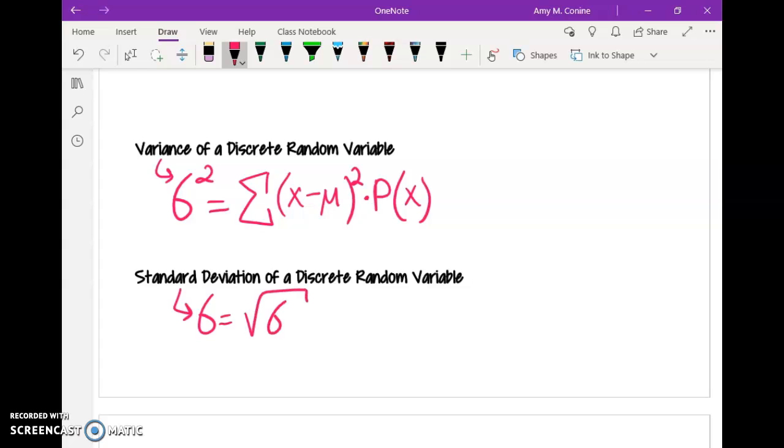So it's really just the square root of your variance. When we take the square root of our variance, we have the sum of our variables minus our mu, which is the mean, squared, times the probability of our variables. It's all under the square root. So we have these two formulas that we're going to use. If you know one, the other one is just the square root.